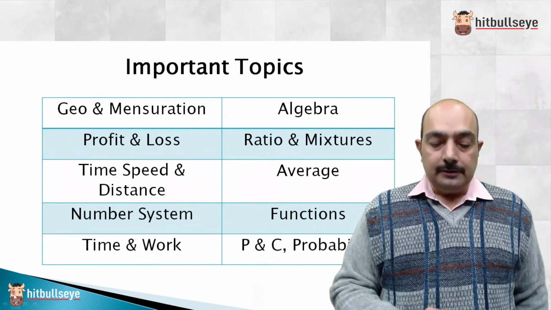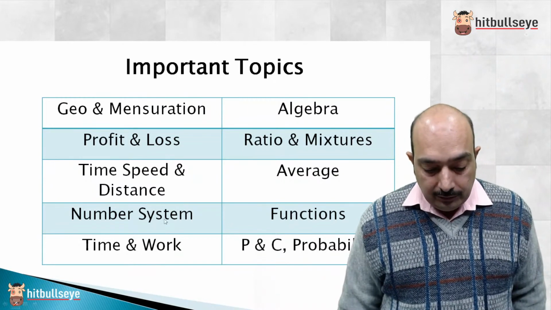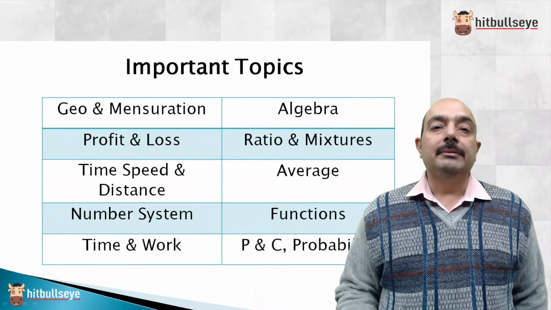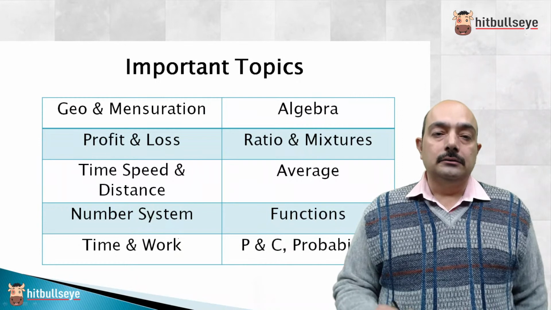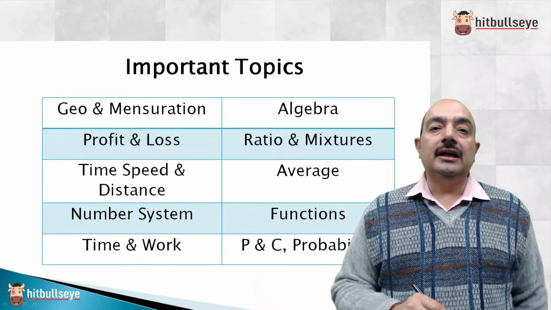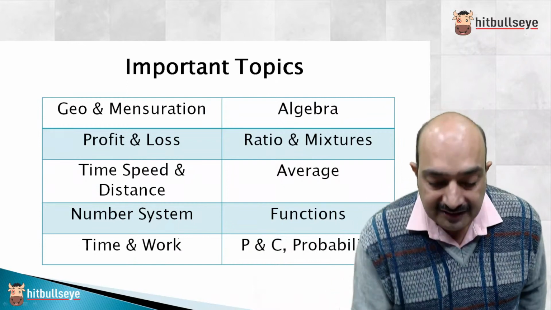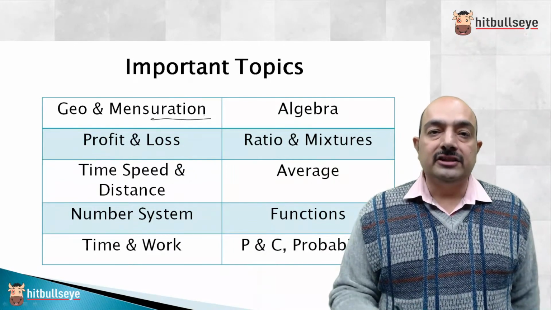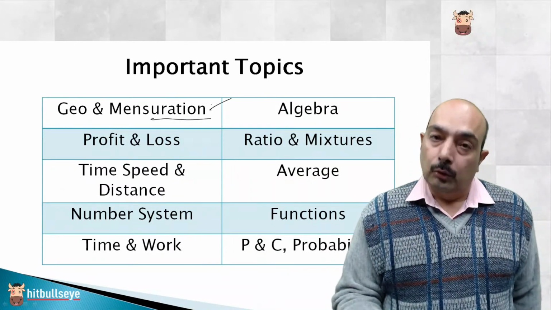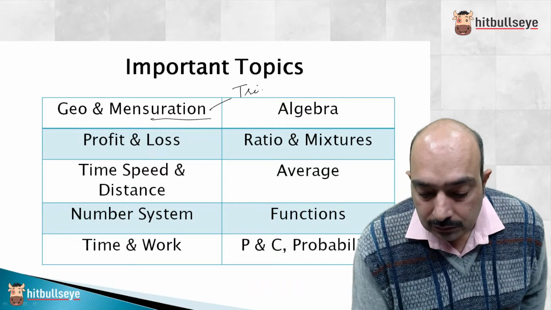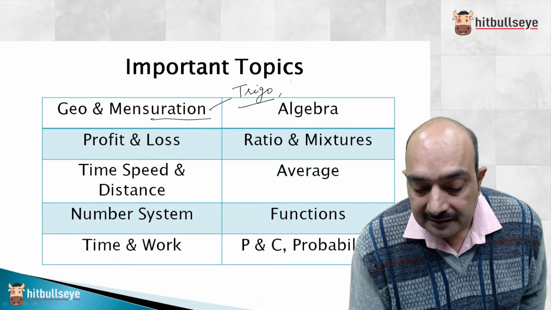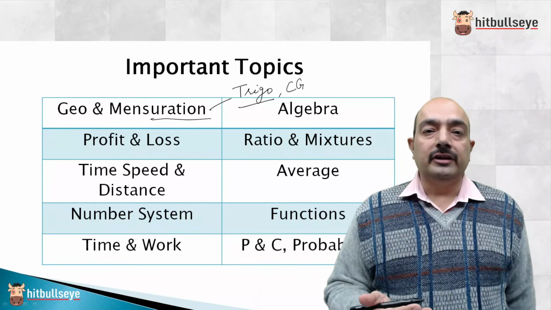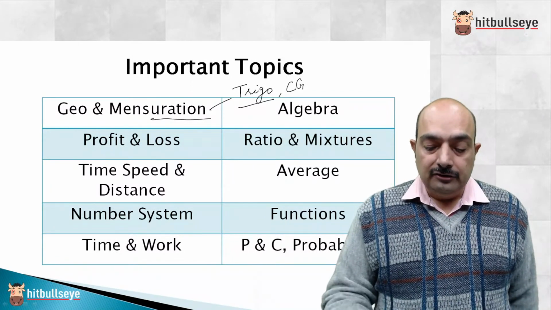You can see geometry, mensuration, profit loss, time, speed and distance. Then you have numbers, time and work, algebra, ratio, average, functions, PNC, probability. Now these are your main headings, but obviously they have some subheadings also. When I talk of subheadings, I put it simple. If I talk of geometry, mensuration, it is not just geometry, mensuration. It includes something more. That is, it includes trigonometry also, as well as coordinate geometry. Coordinate geometry, the system of coordinates, is a full-on topic, followed by trigonometry.